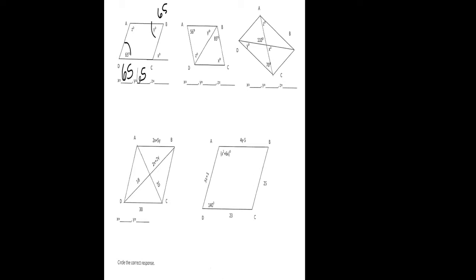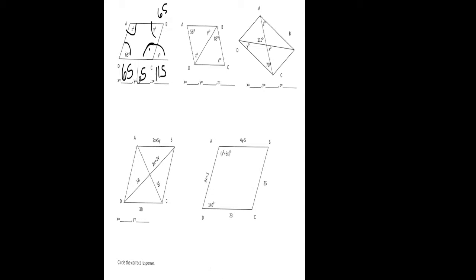And then if I do the math, if this is 65 here, this angle here has to be supplementary to it, so it's got to be 115. So this angle right here is 115, so Z, which is opposite it, is also 115.